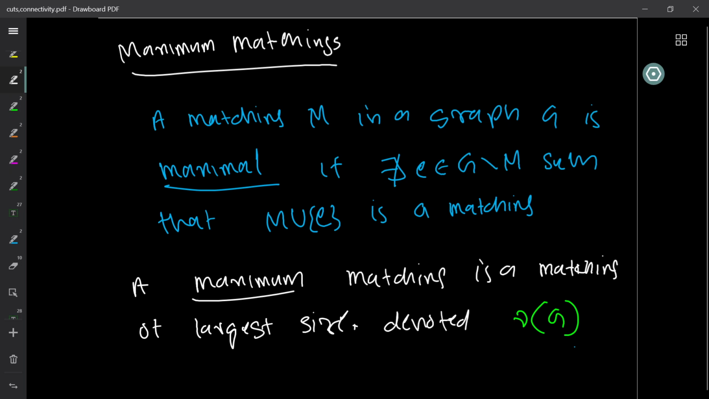So what we are saying is that a matching M is maximal if there is no edge E in G minus M such that M union E is also a matching. And a maximum matching is a matching of largest size, and this size is denoted by nu of G. Of course, different books follow different notations. I think Douglas West's book follows a different notation, but I would like to use nu in this case. So nu of G is the cardinality of the maximum matching.